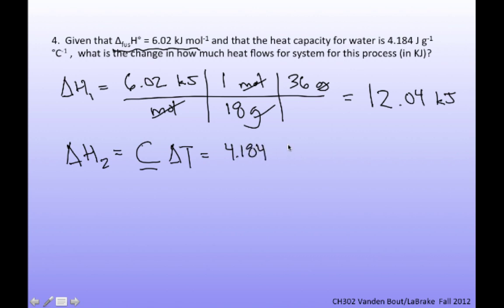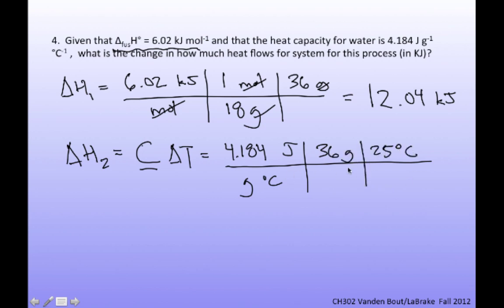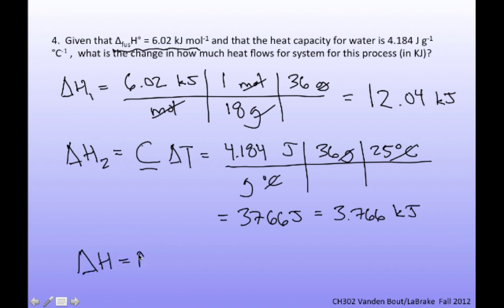4.184 joules, and that's per gram per degree Celsius. So we multiply that by 36 grams and our temperature change, which is 25 degrees Celsius, and those all cancel, and we end up with something which is 3,766 joules, or 3.766 kilojoules.